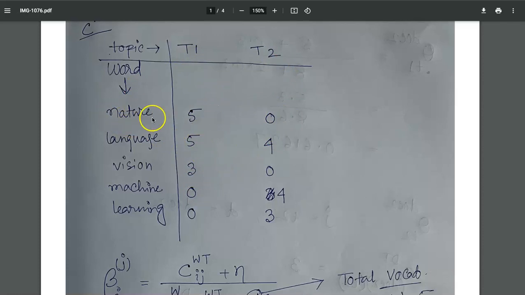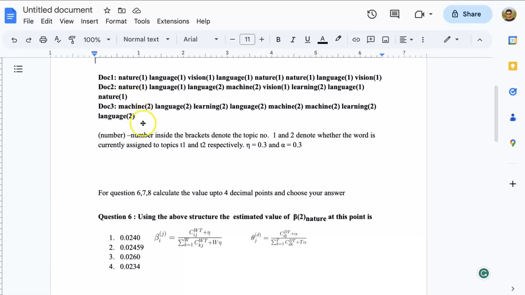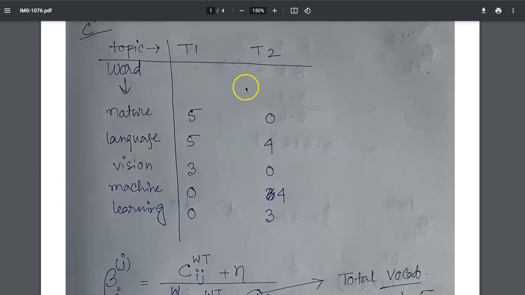So how can you calculate it? Let's check how many times nature belongs to topic class 1. If you see in the example, nature: 1, 2, 3, 4, 5. Okay, so there are 5 occurrences of nature, and in all these occurrences nature is tagged with topic class 1. There are no occurrences of nature tagged to topic class 2. So the count of nature is 5 for topic class 1, and for topic class 2 it is 0. Similarly you will find the others.